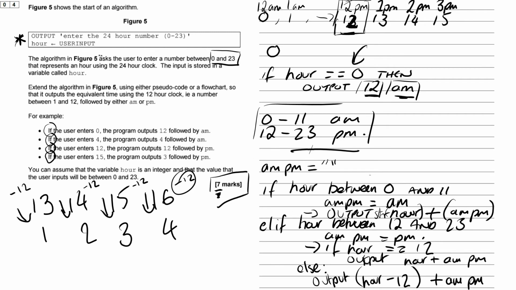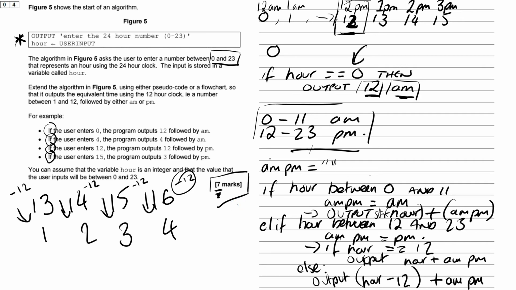So I've got there the algorithm in figure 5, we know that one. Extend the algorithm using pseudocode or flowchart so that it outputs the equivalent time in the 12-hour clock, blah, blah, blah. As far as I'm concerned, I feel like I've answered this question now, so you can assume that the variable hours, blah, blah, blah. Yeah, I feel like I've done it. Let's just have a look.